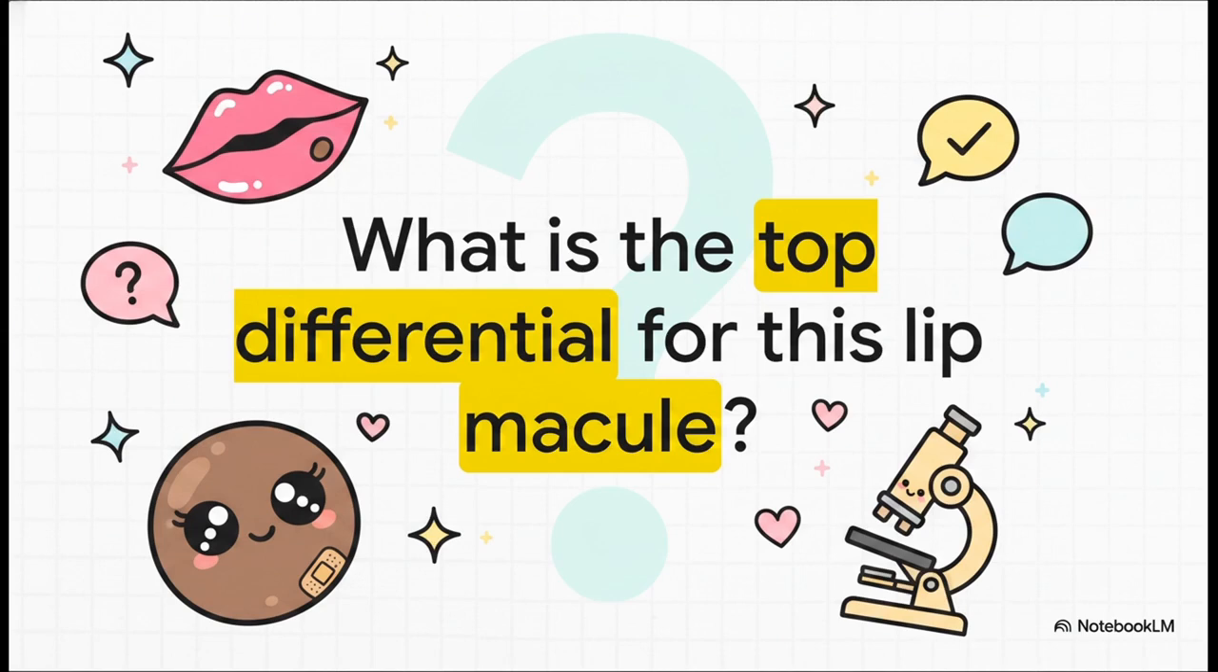Review this structure, master the blueprint, and you are going to absolutely crush this topic on your exams. But it really makes you wonder, doesn't it? If a simple spot on the lip can reveal so much about a patient's history, what other systemic secrets might the oral mucosa be hiding in plain sight?